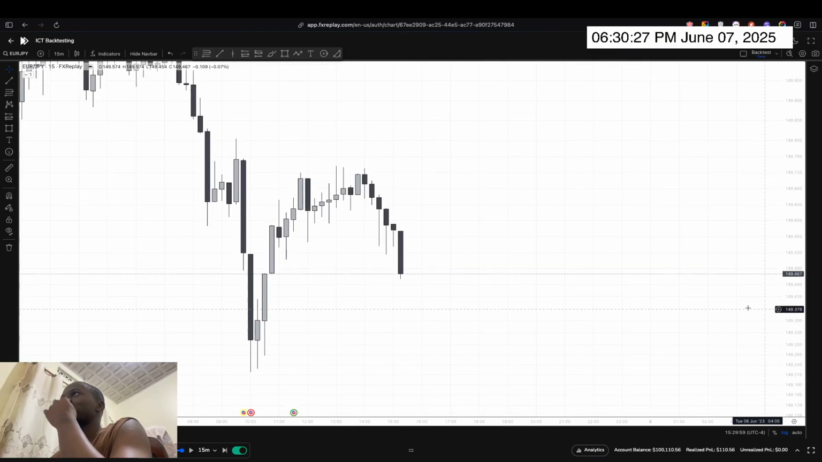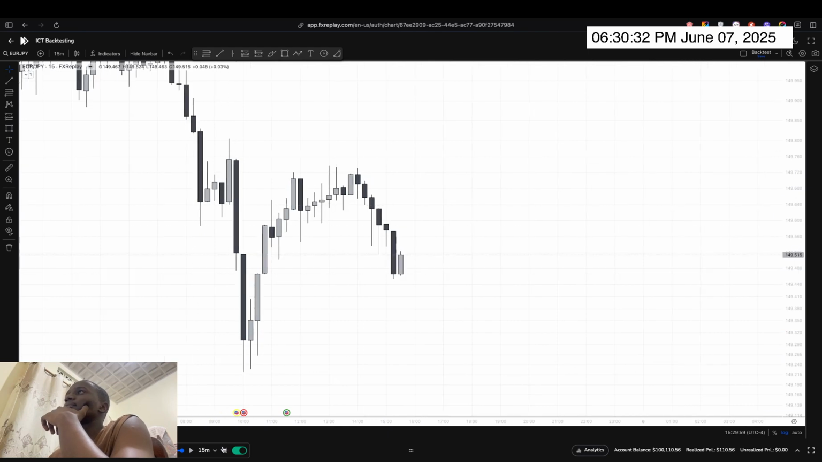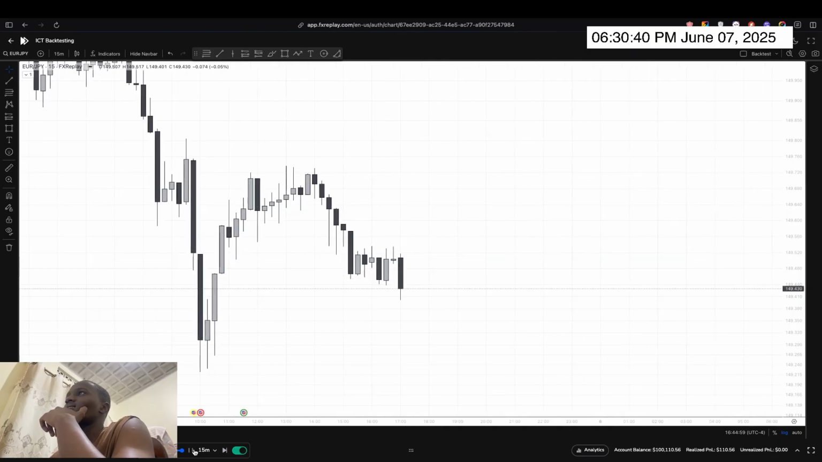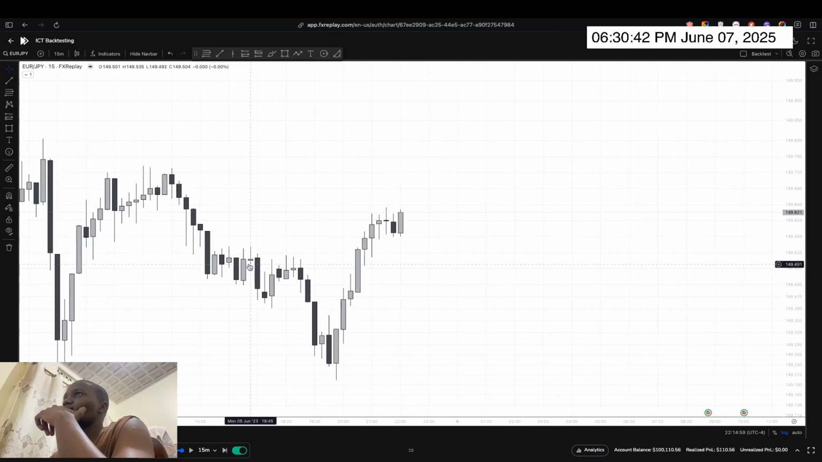Okay, good order block right there. Good order block. We take out this high, then we drop, create a small fair value gap, we retest it, and we drop and take out this low.